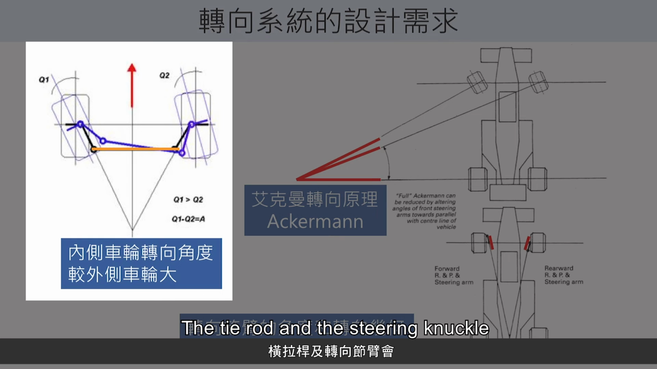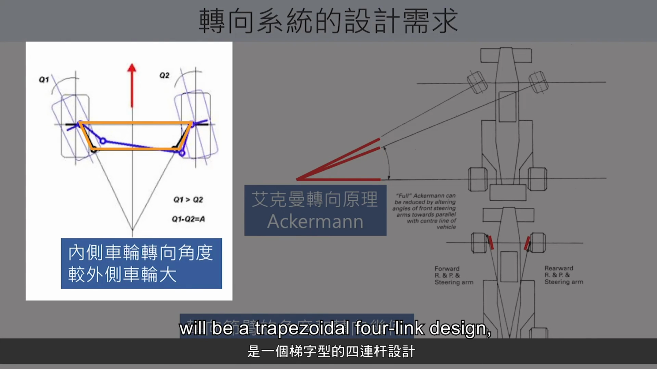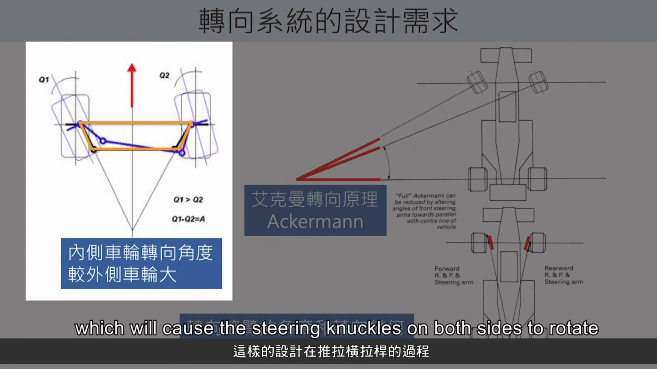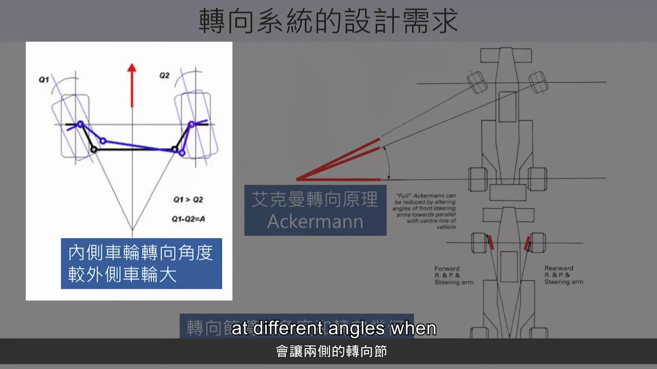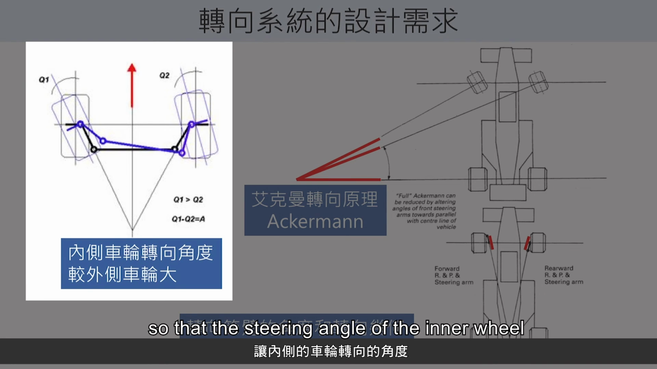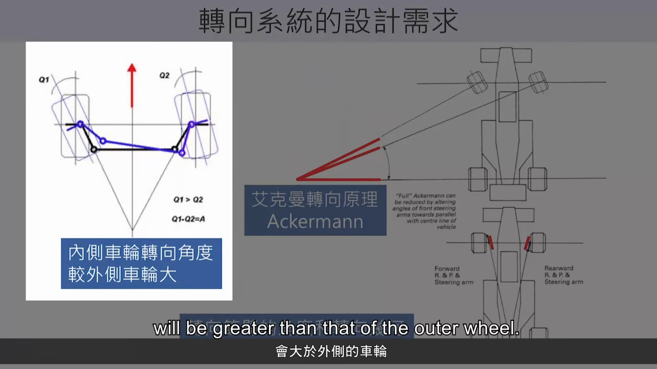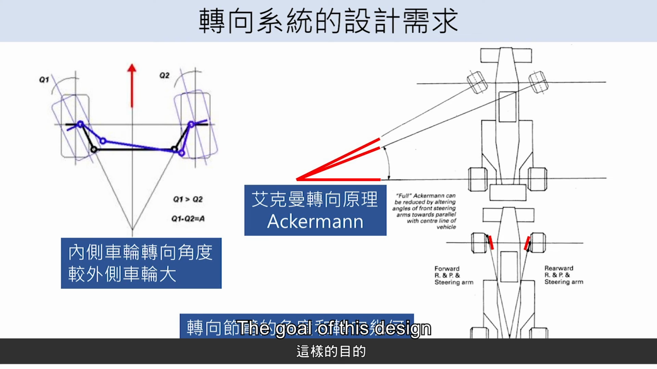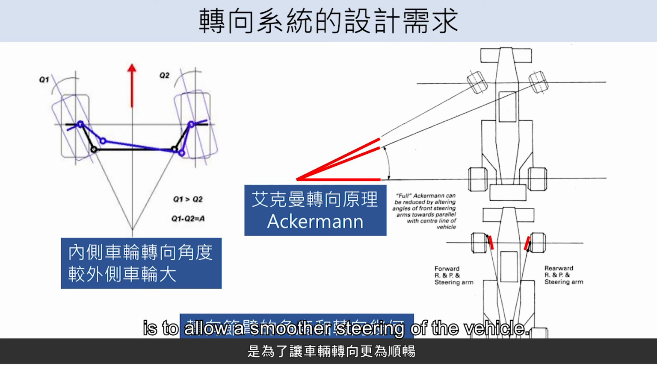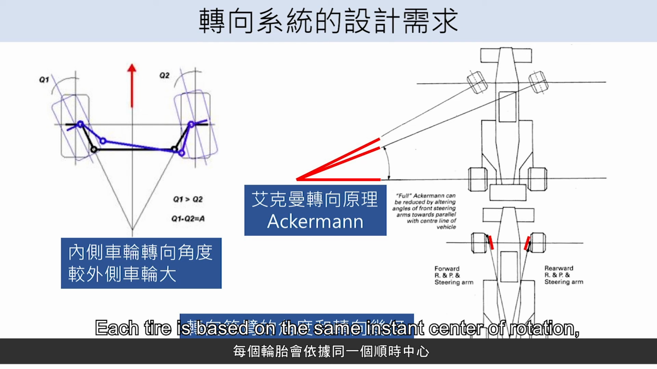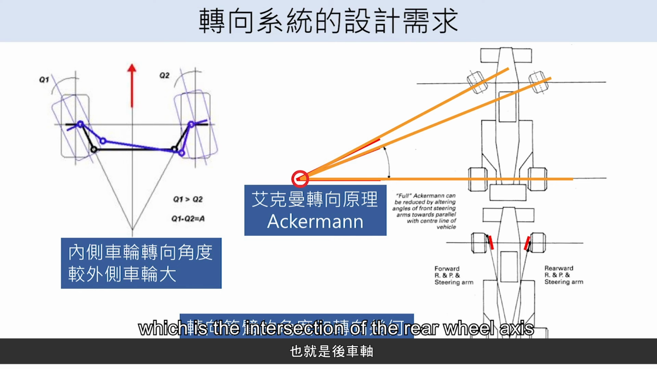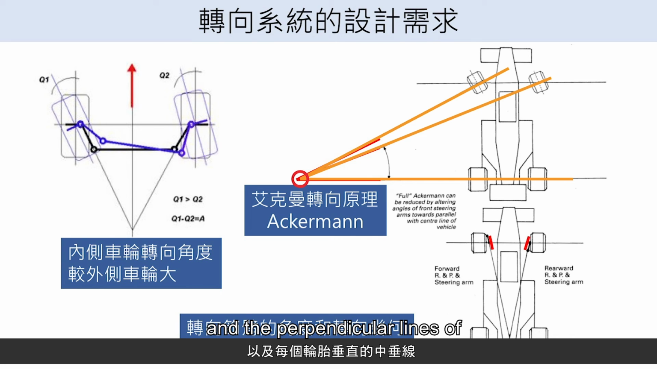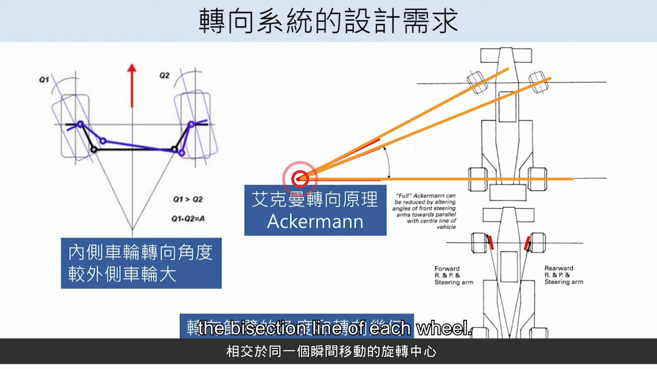The tie rod and the steering knuckle will be a trapezoidal four-link design, which will cause the steering knuckles on both sides to rotate at different angles when pushing and pulling the tie rod, so that the steering angle of the inner wheel will be greater than that of the outer wheel. The goal of this design is to allow the smoother steering of the vehicle. Each tire is based on the same instant center of rotation, which is the intersection of the rear wheel axis and the perpendicular lines of the bisection line of each wheel.